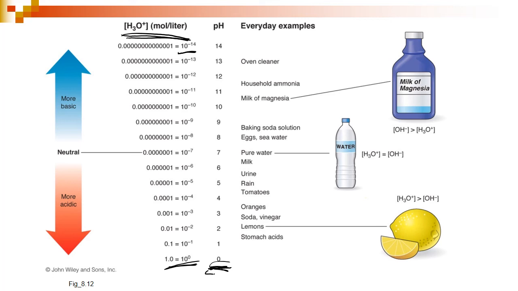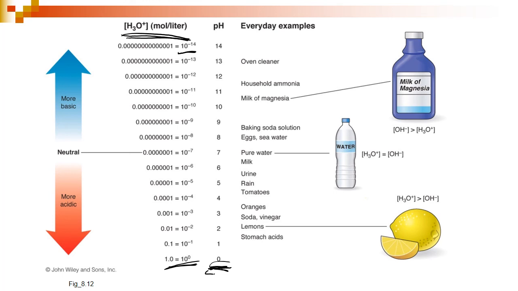Now we're actually going to start at the bottom and work our way up. So something that's very acidic is actually in your bodies. Your stomach acid has a pH between 1 and 2. Lemons are close to 2, followed by soda and vinegar. So vinegar has acetic acid in it. Then we have oranges just between 3 and 4. Between 4 and 5, we have tomatoes. And around 5, we have rain.